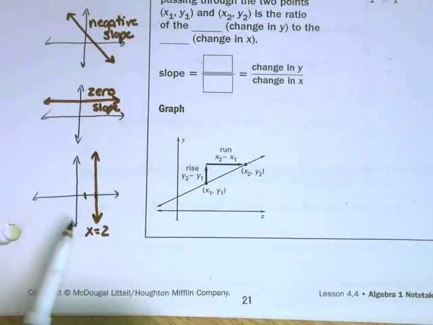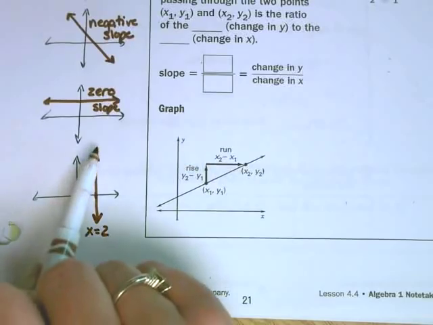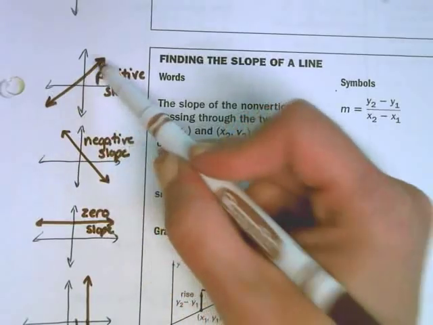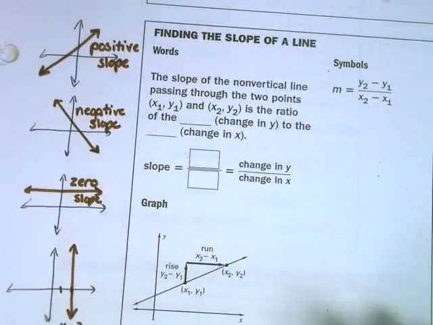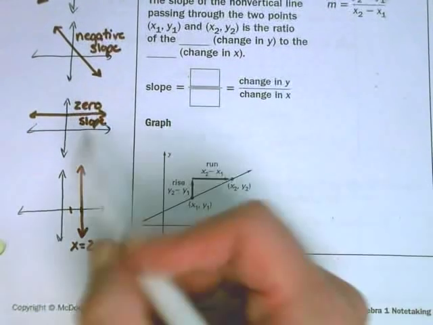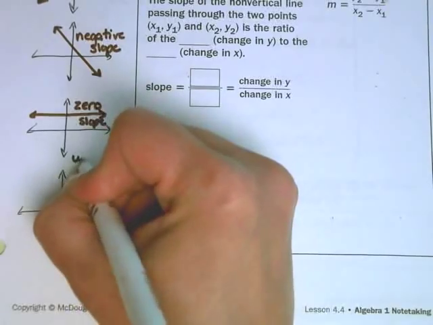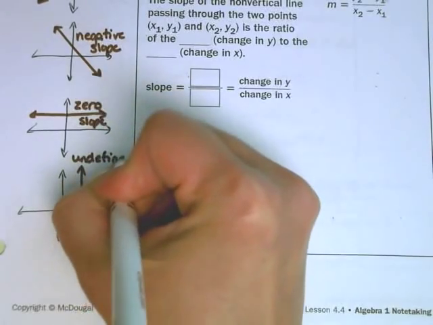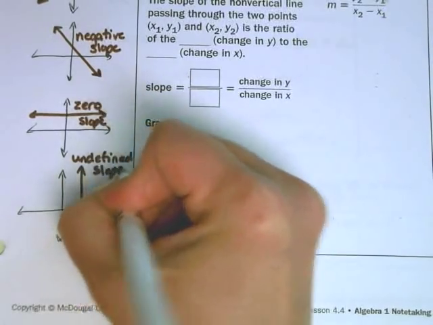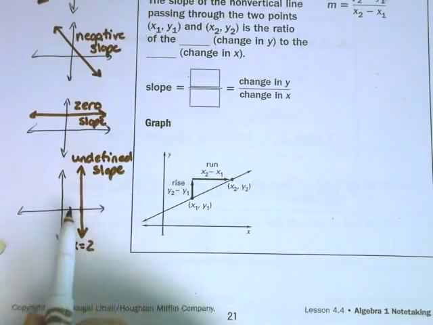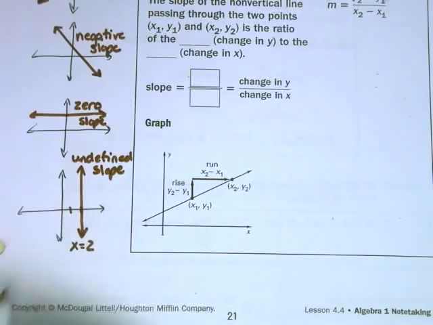You can't really walk up a straight vertical line. You can't really walk down, like you could here. This would be positive, this would be negative, but you could still walk them or ski them or climb them. This one you'd have to be like a mountain climber, climbing straight up. So we say that this one has an undefined slope, and mathematically that's a word for when the bottom number of a fraction is 0.